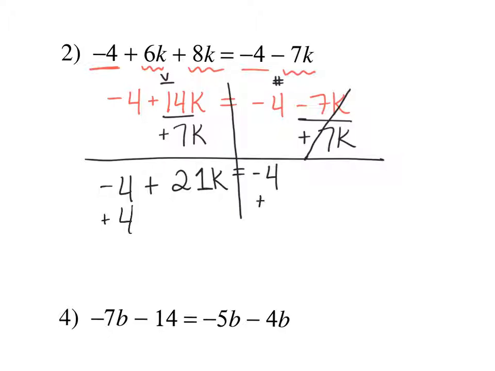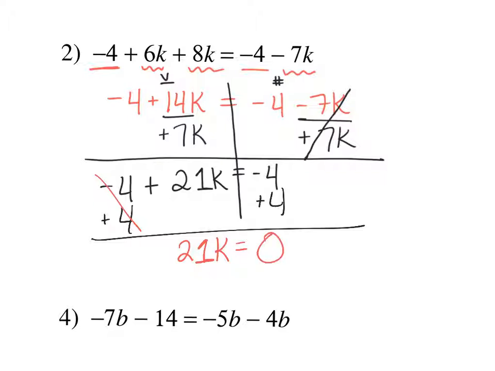+4. +4. I want it to cancel to be 0. Those go away. That's just a 0. I'm left with 21K equals -4 plus +4 is just a 0. Divide by 21. Divide by 21, K equals 0. 0 divided by 21 is 0.